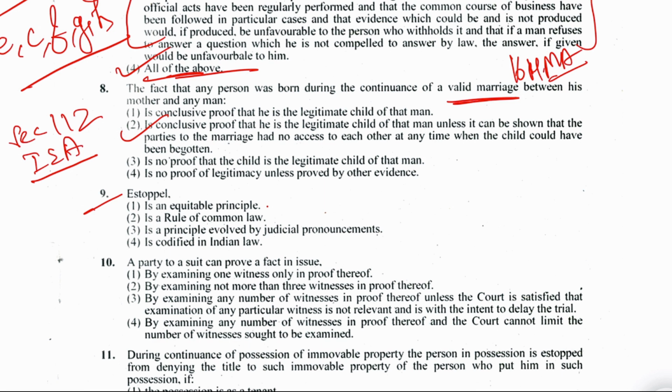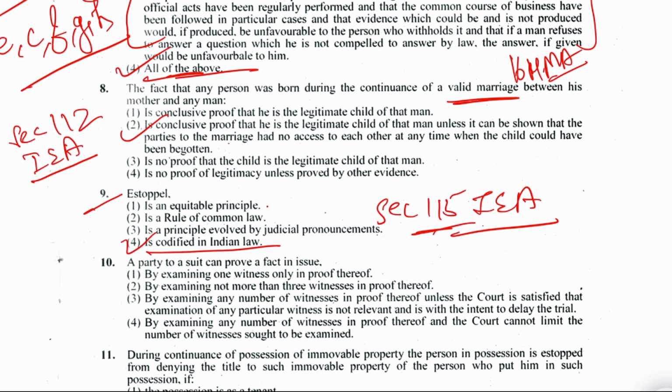Next one is question number 9, estoppel. Estoppel is mentioned where? Section 115 of Indian Evidence Act. Options: is an equitable principle, is a rule of common law, is a principle evolved by judicial pronouncement, or option 4, is codified in Indian law. Well, it is mentioned in section 115, so definitely it is codified. So right answer is option number 4, it is codified in Indian law.